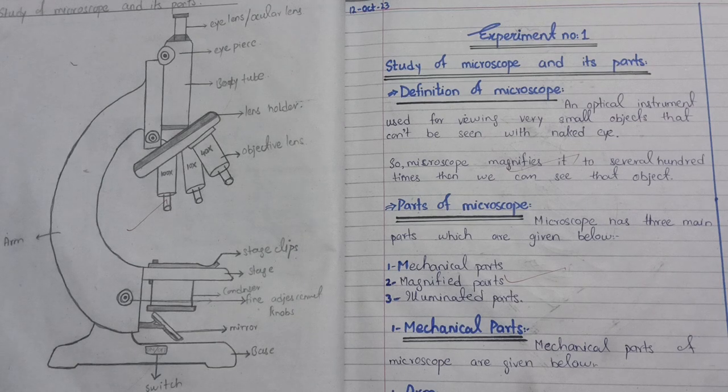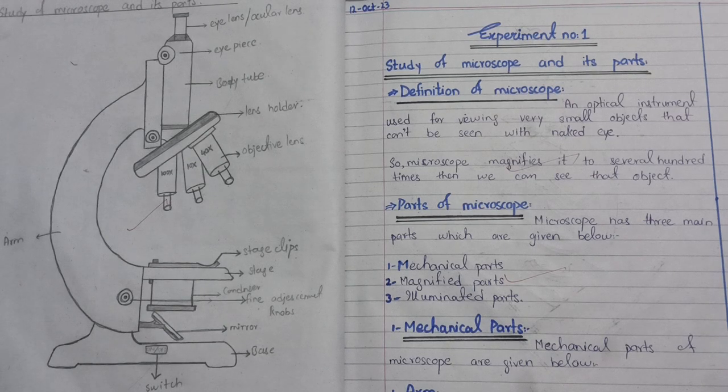So welcome back. As you know, we have started the section of practicals of our Form D, from the second prof, and now we are going to start the first experiment of pharmacognosy practical, and this experiment is about the study of microscope and its parts.